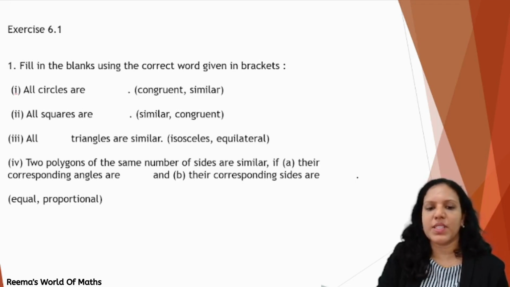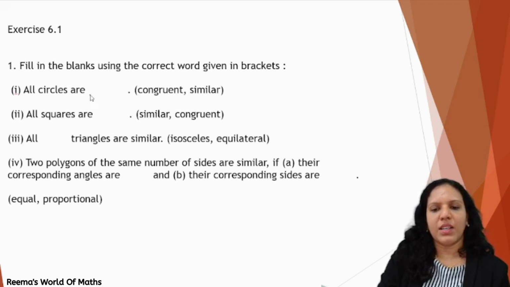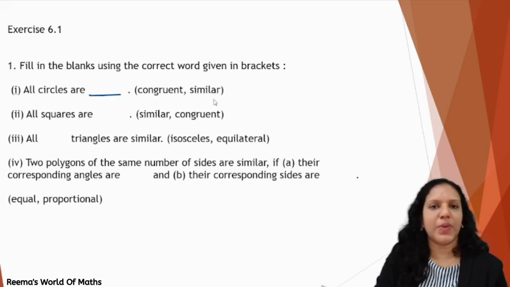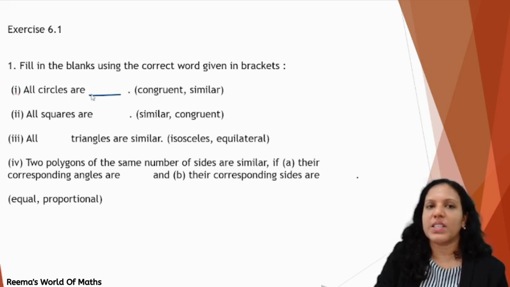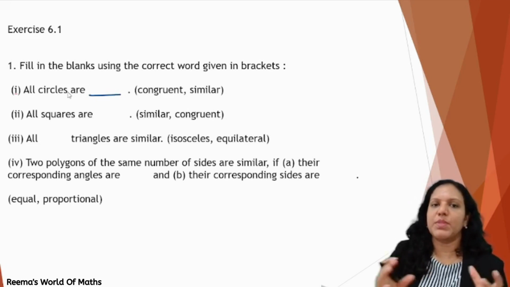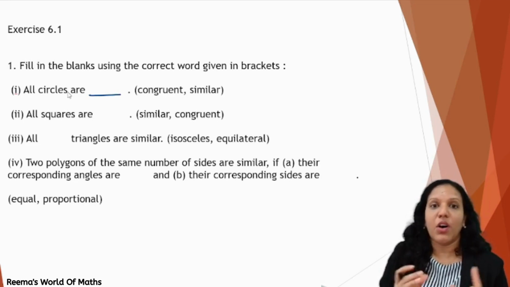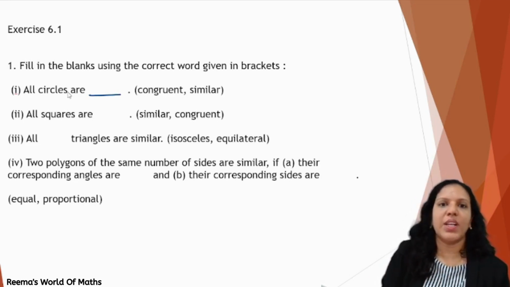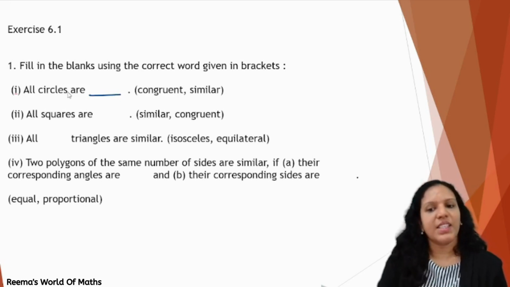So we have first question: all circles are dash. So in bracket we have given the options congruent and similar. So for all circles we can say all circles are not congruent. Only if the radius of the circles are same, that's the time where the two circles are equal or congruent. If the radius are equal, then the circles are congruent. Otherwise we can say it is similar.